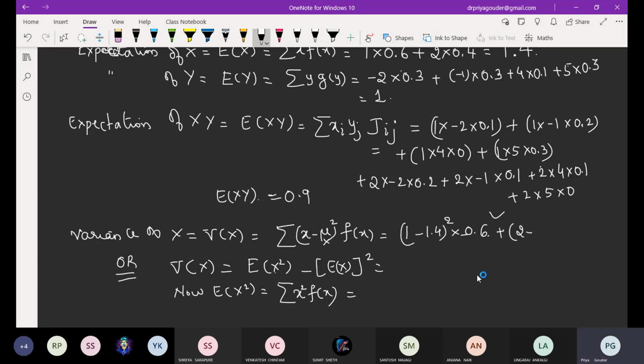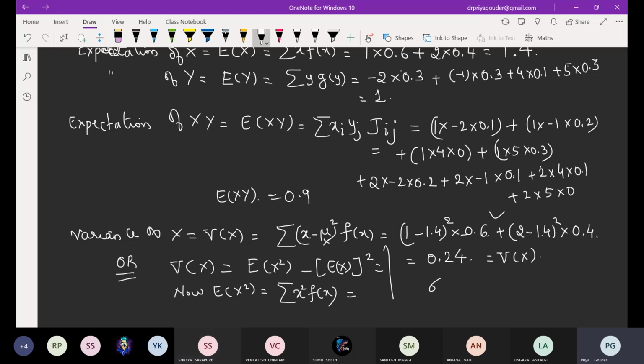Okay, second value of x is 2. 2 minus 1.4 the whole square into corresponding value is I think 0.4 if I'm not wrong. Okay, only two values. Okay, no problem. What is the answer? 0.24. Yes, correct. This is variance.